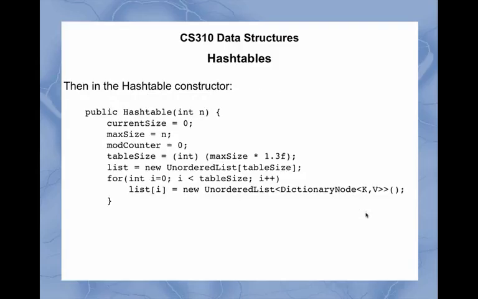Here's the constructor of our hash table. Again, we're initializing current size and max size. The mod counter is for the iterator to make it fail fast. The table size, which is the number of elements in the array, is set to max size times 1.3. Now we create our unordered linked list array. So we have an array of unordered linked lists.